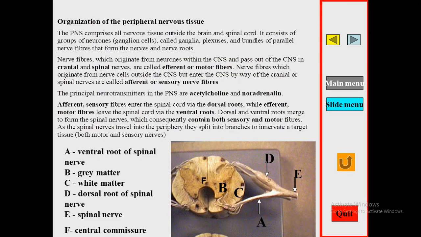In this live section we can see gray matter, white matter, dorsal fibers from the dorsal root ganglia. This is the dorsal root ganglia, and this is the efferent fibers or the motor fibers. Both fibers are merged to produce the spinal or peripheral nerve. The peripheral nerve, as we said, contains both motor and sensory fibers.